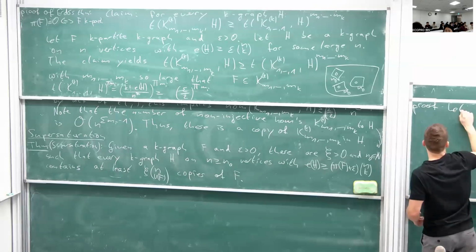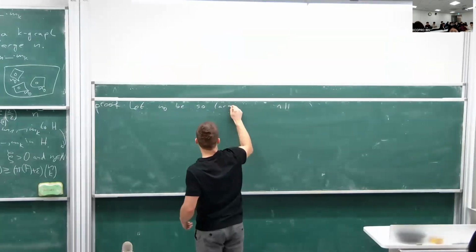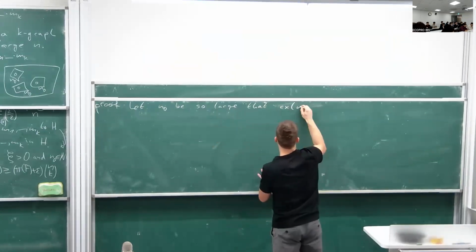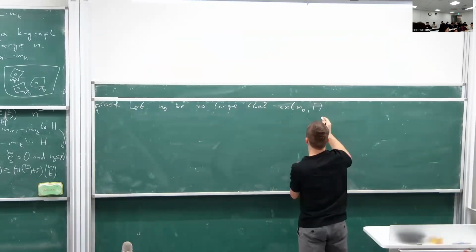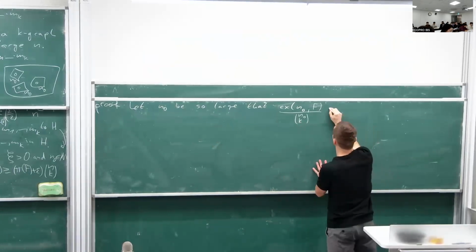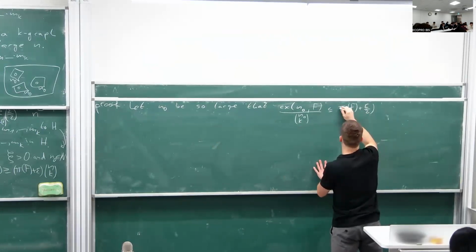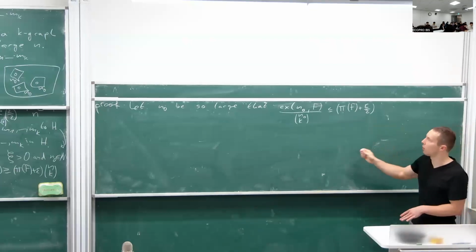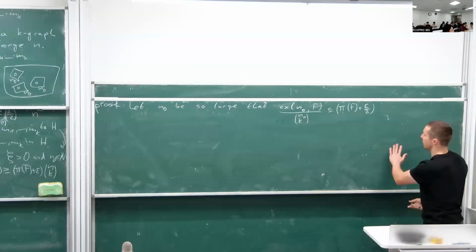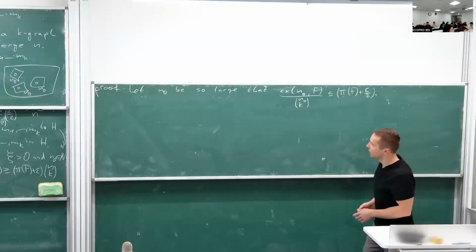So let n0 be so large that the extremal number of F on n0 vertices, and maybe I just simplify it by n0 choose k, is at most pi of F plus epsilon half. Yeah, and also recall that last time we showed that this thing here is monotone. We don't need it here, but it's good to recall because we need it at other points.